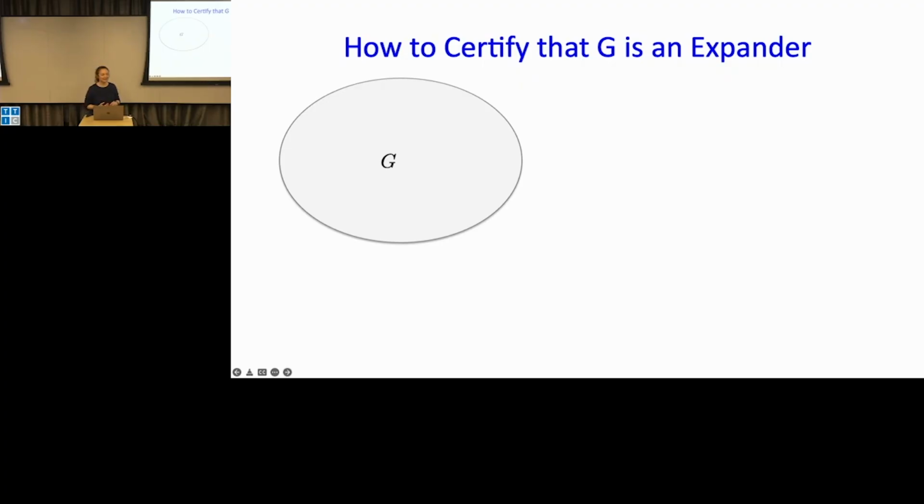Do you need this to be balanced somehow? Yeah, we'll talk about this. Okay. Good catch, very good catch. Yeah, so how can I certify that G is an expander? So here is how.